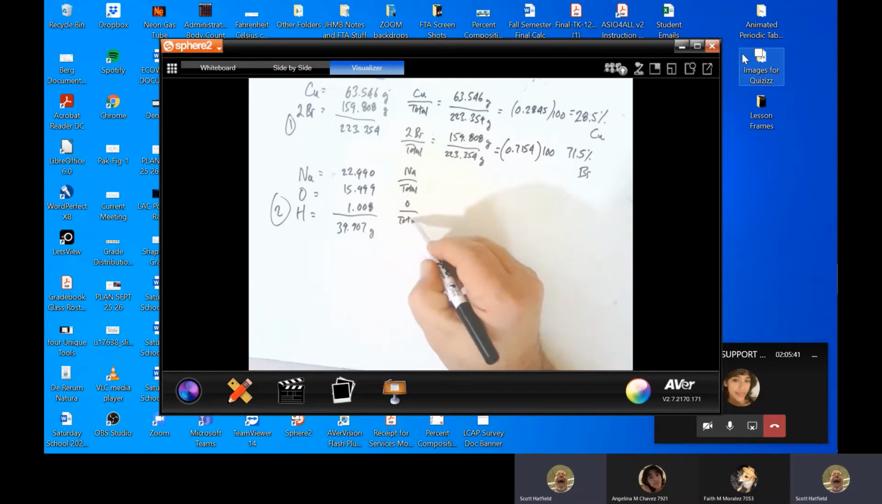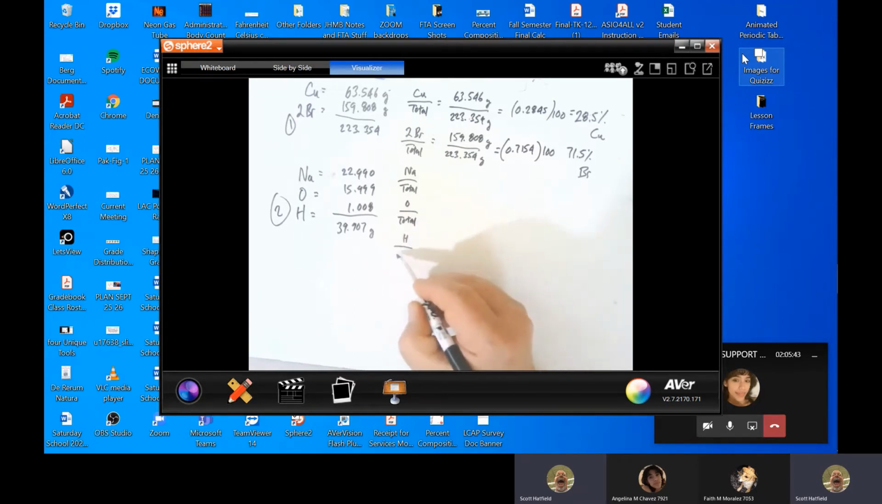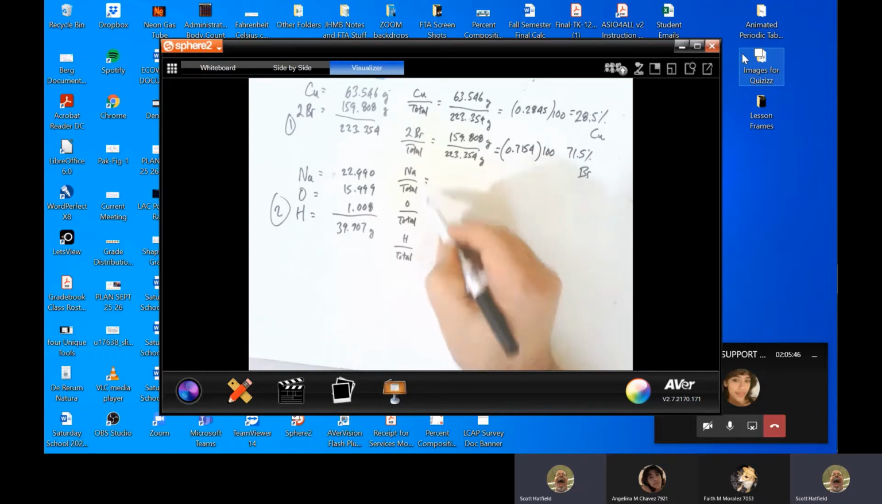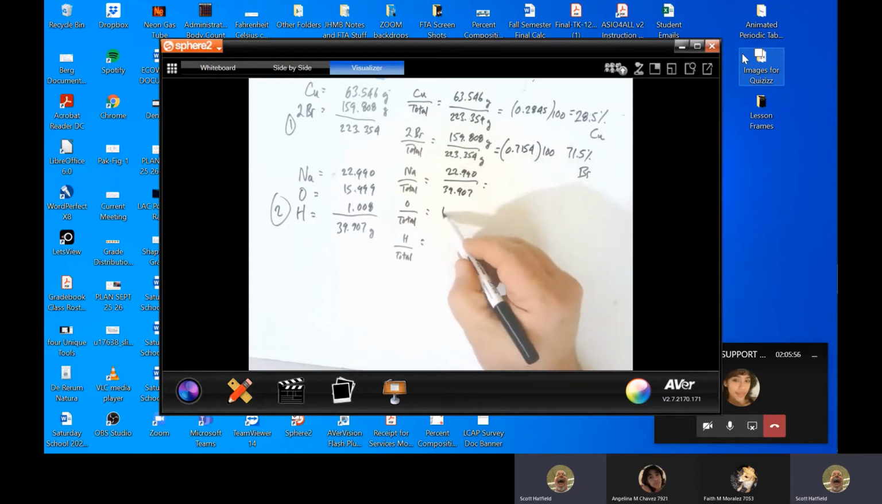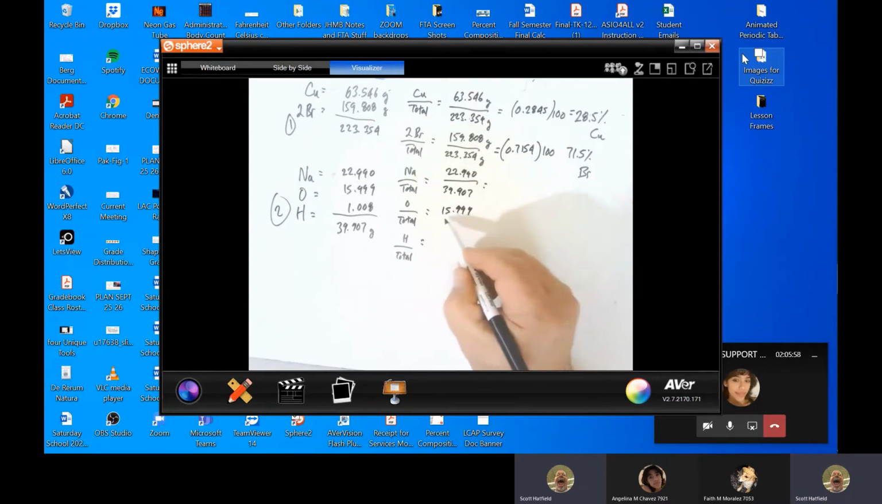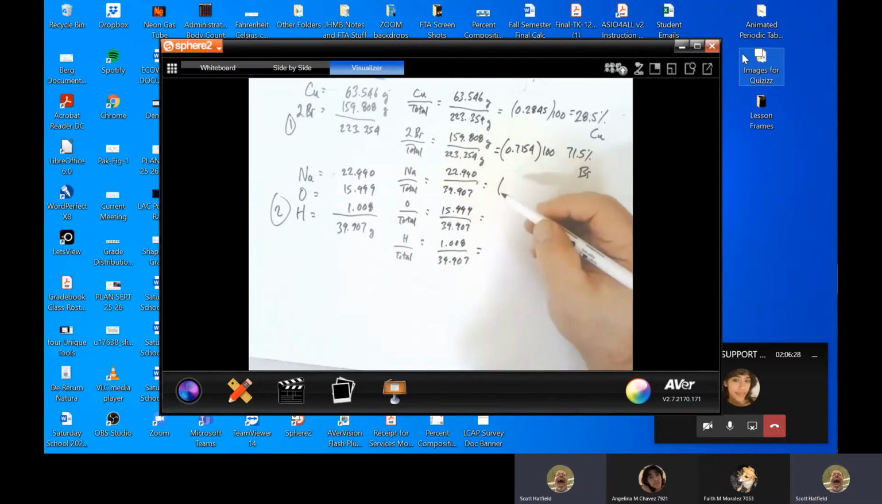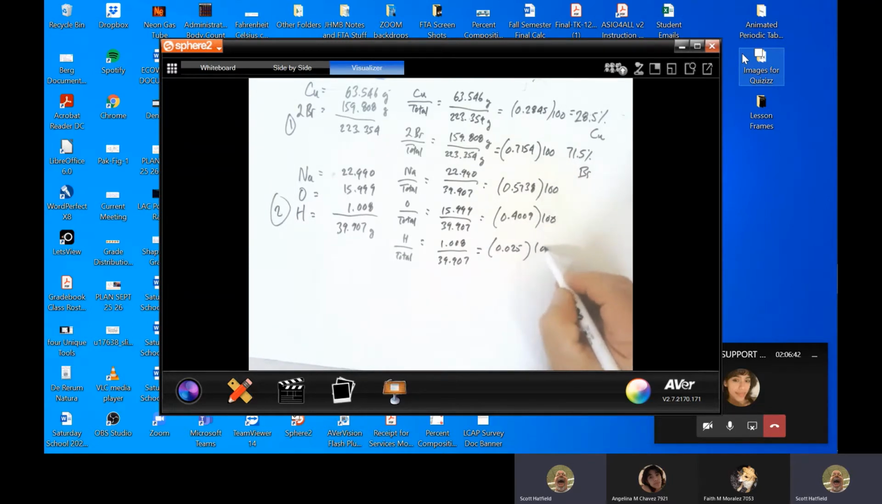So we do the same trick. We divide sodium, oxygen, and hydrogen by the total for each one. So these are not hard, but they're just time consuming. And if we do the math, we get 3 different decimals, which when multiplied by 100 gives us 57.4% sodium and 40.1% oxygen and just 2.5% hydrogen.